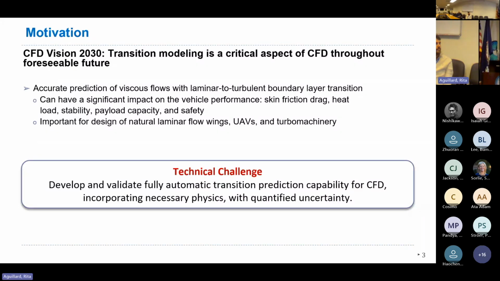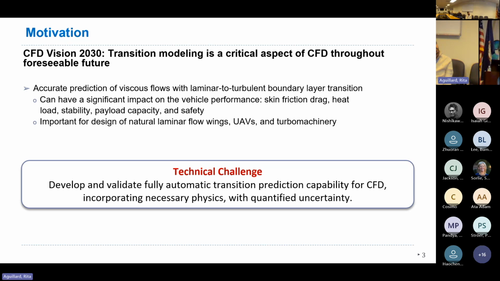As part of the CFD Vision 2030 study, they made statements that transition modeling is a critical aspect for CFD throughout the foreseeable future, and it's important to be able to accurately predict viscous flows with laminar-turbulent boundary layer transition. This has impact on different aspects of flow physics. If you take hypersonics, it's going to largely affect the thermal heat load and drag performance, as well as stability and payload capacity. For subsonic transport type vehicles, it means more efficiency, reduction of drag, and safety. And it also has applications in micro aerial vehicles or turbomachinery.